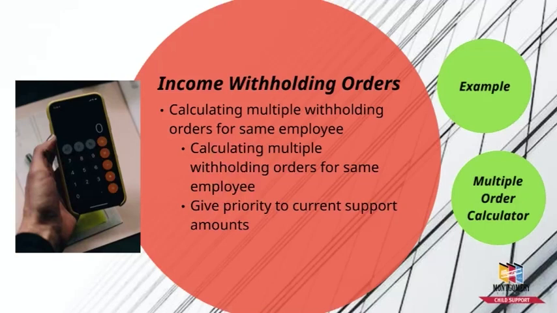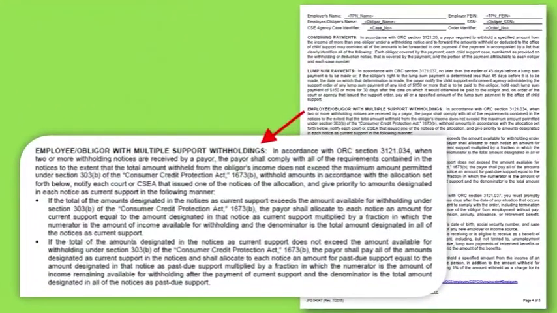So if your employee has several child support cases and they are not making enough to meet the full monthly obligation for each, check the order for current support versus arrears amounts. If there's not enough in their paycheck, current support orders take precedence over arrears-only cases. Page 4 of the withholding order details the requirements for determining how to withhold support when multiple orders are involved.